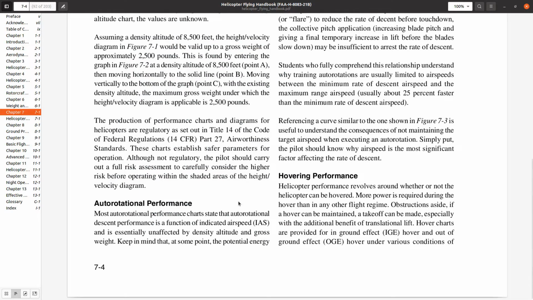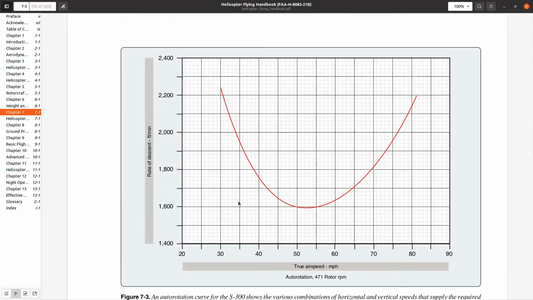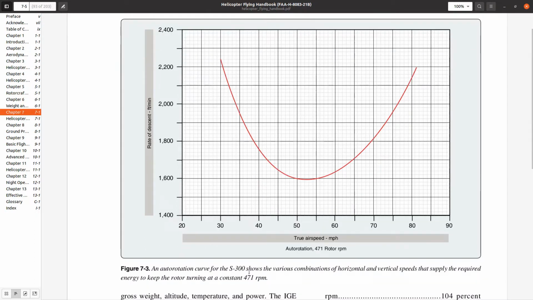One of the things that I like is they have this little picture here. It talks about autorotation performance, and here's what I like about this. This is actually, as it says, a chart for an S300, a Schweizer 300 series helicopter. It shows you the relationship of airspeed to descent rate. Here you're trying to maintain a rotor RPM of 471, and you can see that I have a minimum around, let's call it 52 miles per hour on the airspeed, and that's where I get my minimum descent rate of 1600 feet per minute.